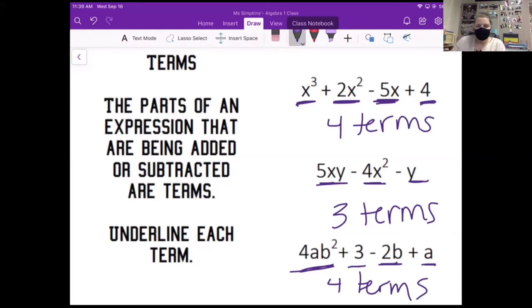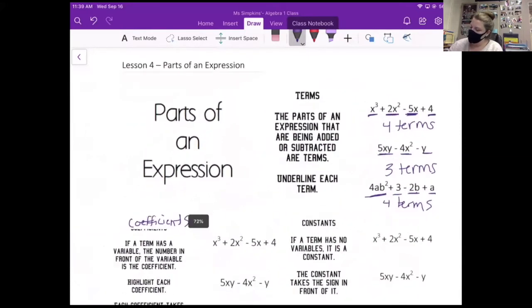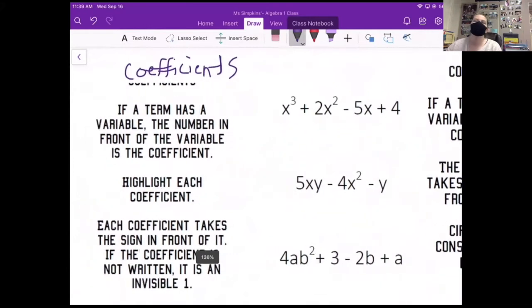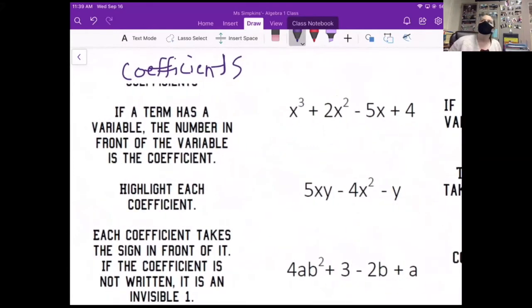Sweet. Okay. Next word is coefficient, which may be familiar, may not. That's okay. I'm going to apologize in advance. When Ms. Simpkins copied this to your notebook, she cut off the word coefficient. So I wrote it up there if you want to also write it or type it so that it's there. This is the one that's underneath where it says parts of an expression. It should say coefficients up there. That's my bad.